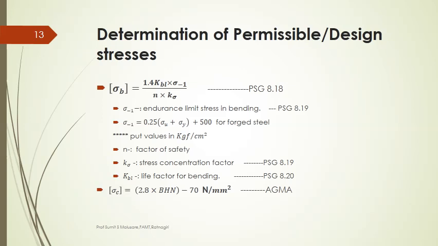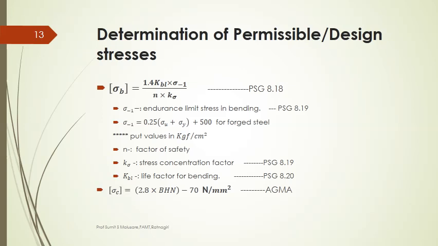Specifically, put the value of sigma u and sigma y in kgf per cm square. Then n is a factor of safety, again a standard table is given just below it. Then K sigma is a stress concentration factor, the last table from that page 8.19, and KBL is a life factor generally taken as 1. If you put all these values you can readily get the value of sigma b.